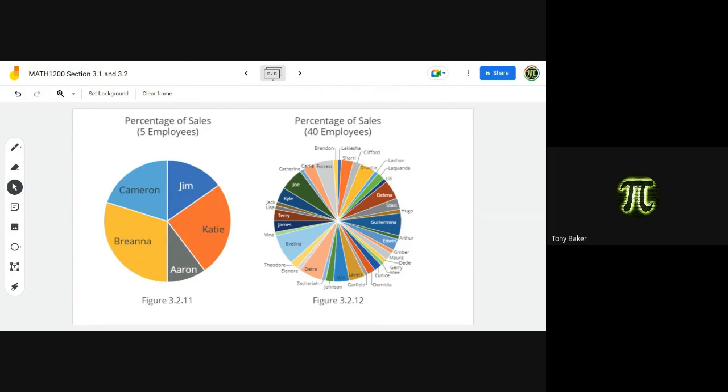Is that a decent pie chart? Who's making the most money? Or who's making the most sales? Yeah, Brianna. Katie's pretty close. Brianna looks like about a third. Katie looks just under like a quarter-ish.